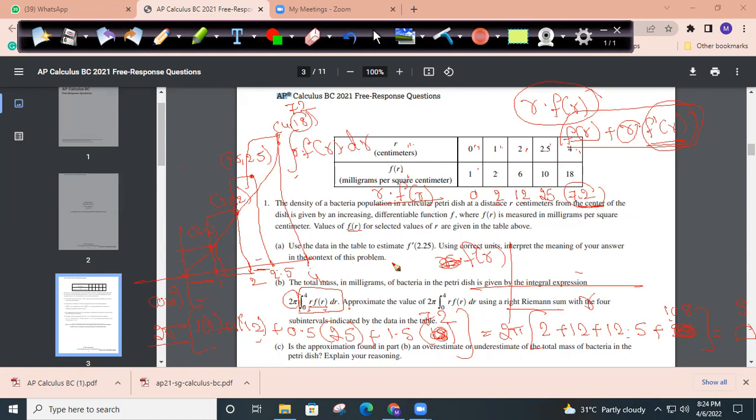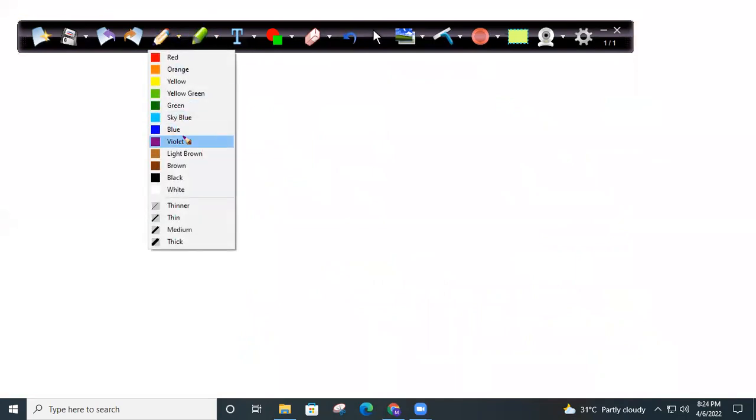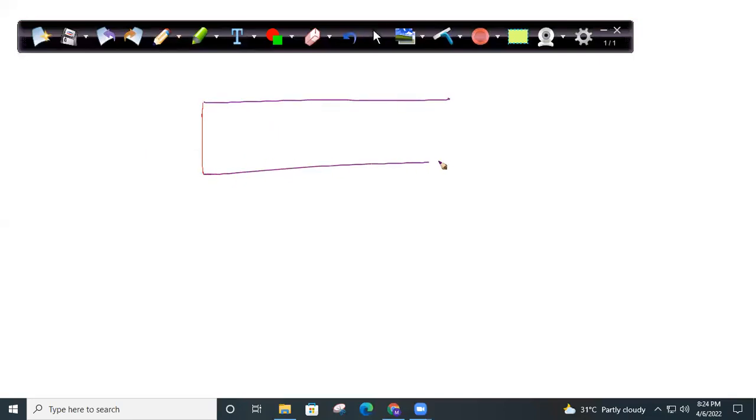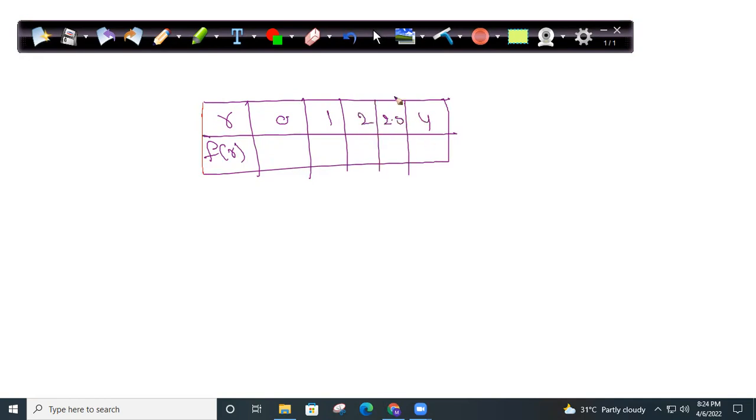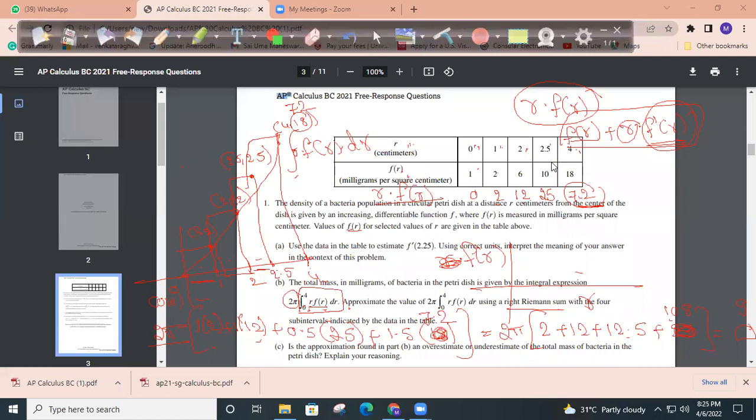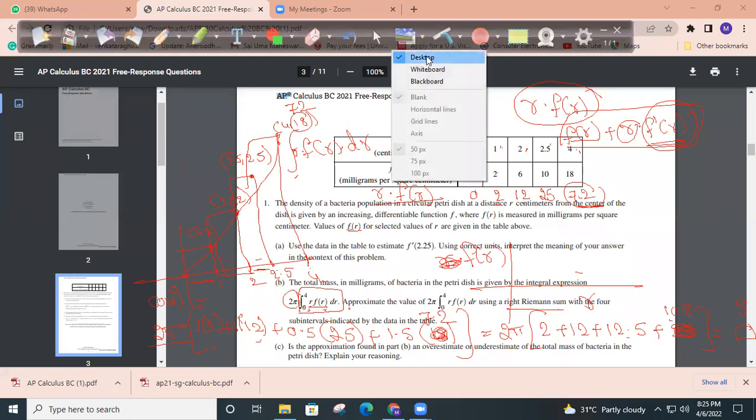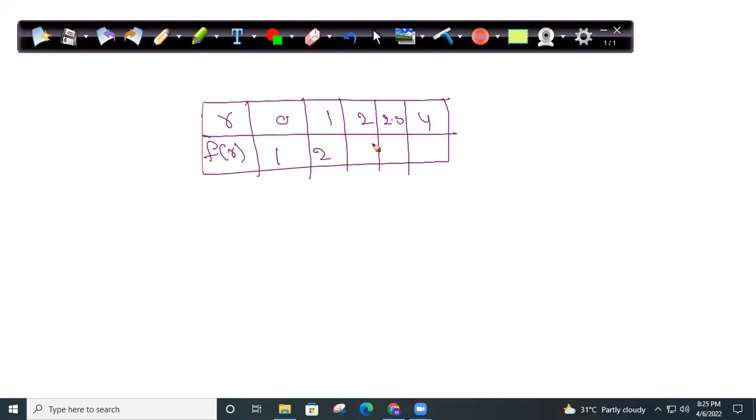That is the mass. So I'll just do it on the whiteboard for 1 second because it is clear here. I'll use a thin pen and a different color. It will be good. So now they gave r and f of r for different values of r: 0, 1, 2, 2.5, 4. And f of r: 1, 2, 6, 10, and 18.